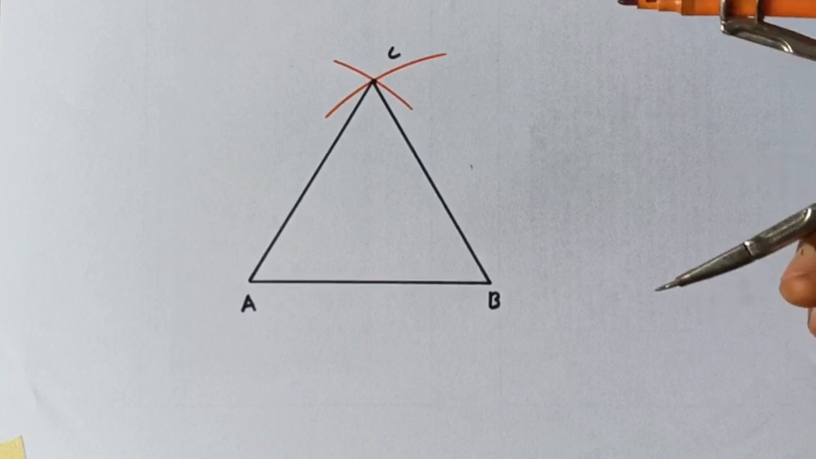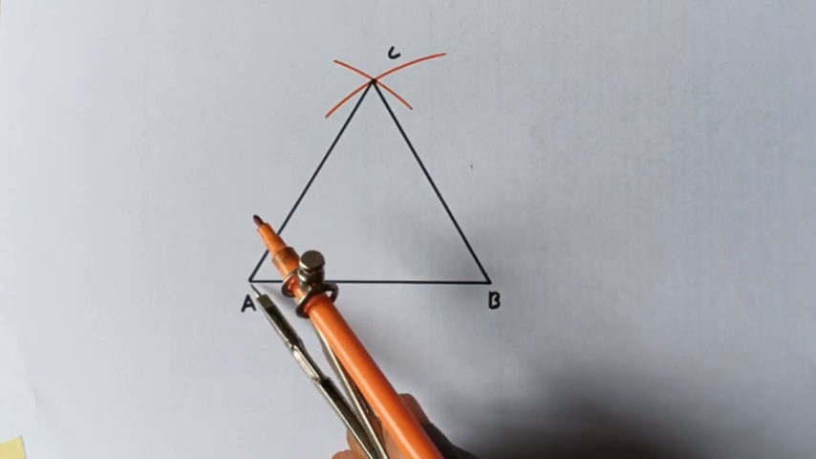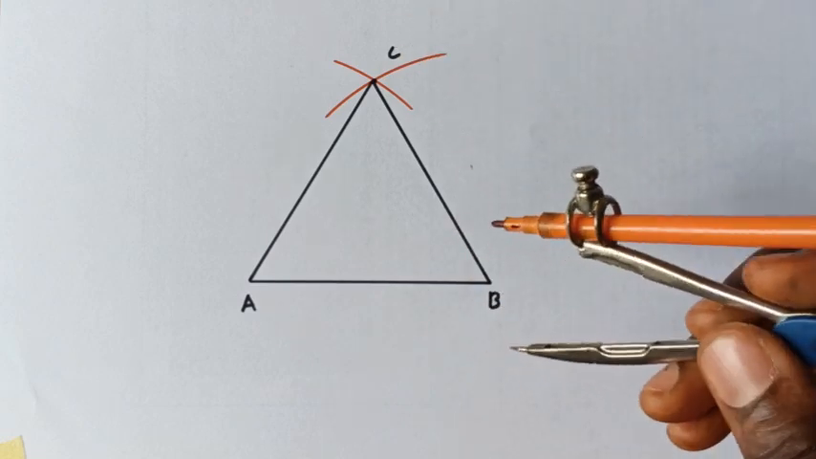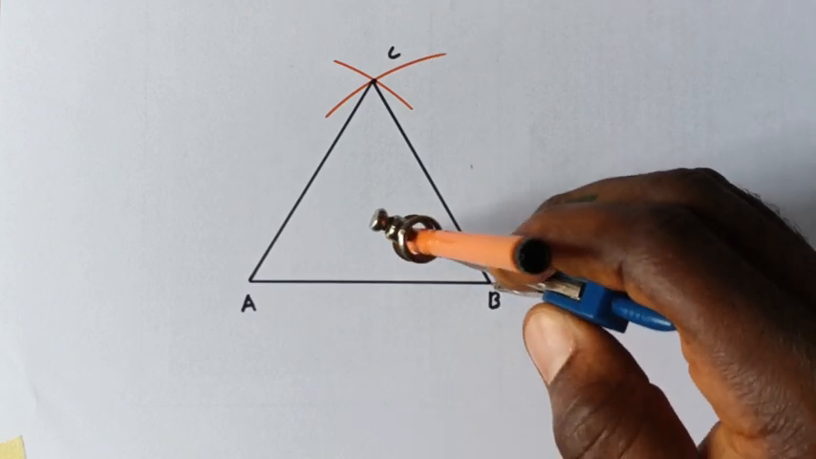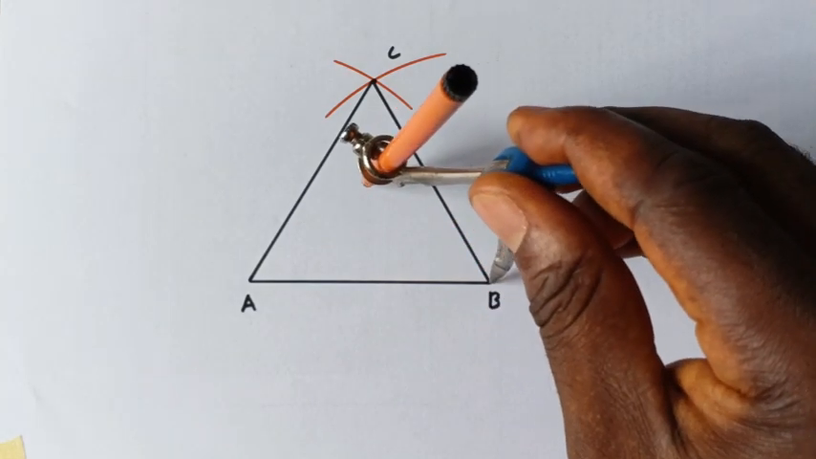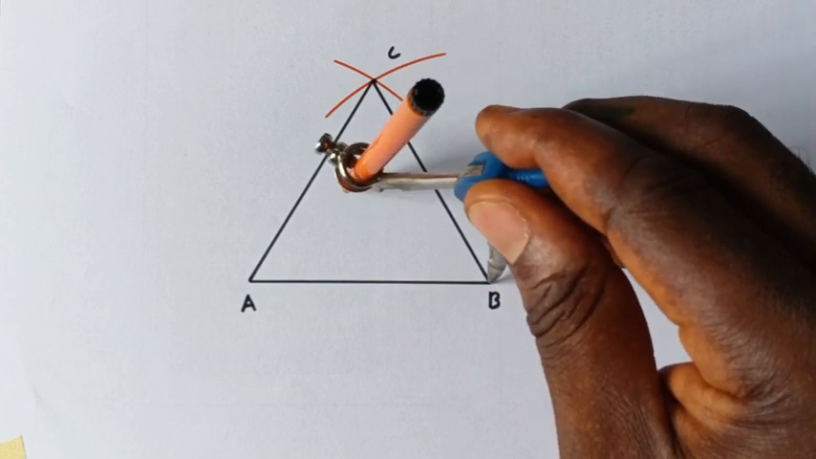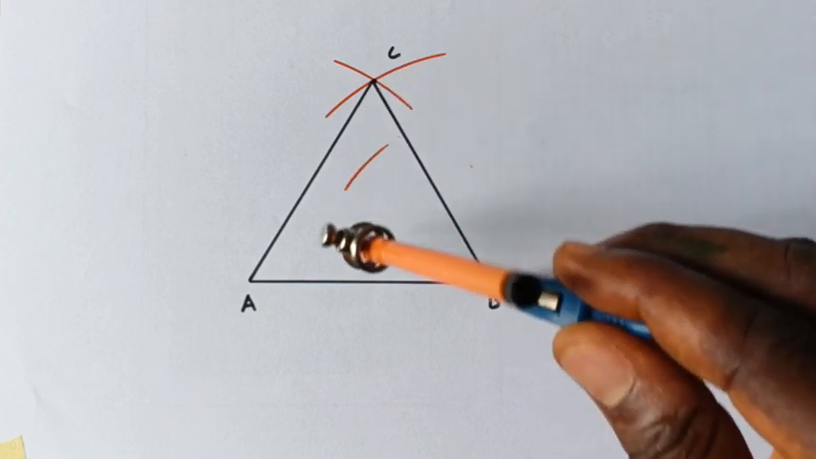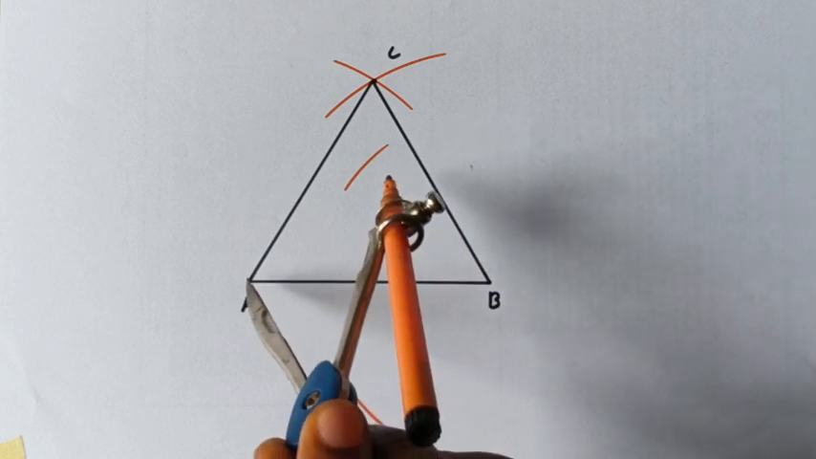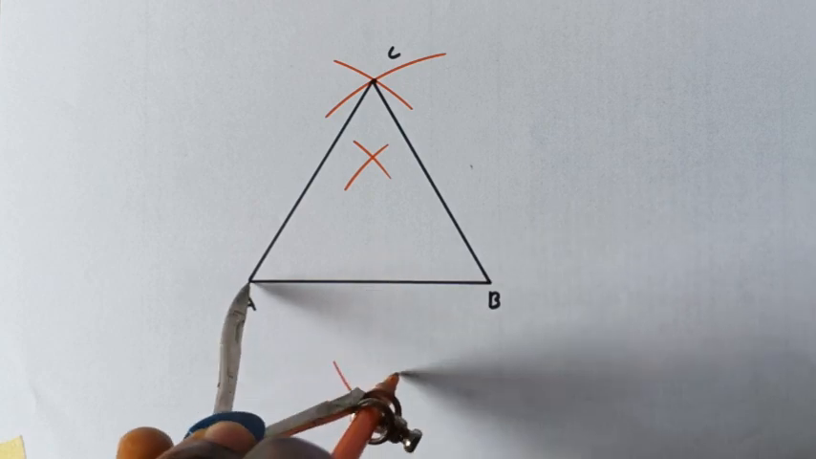So in order to locate the center of this triangle, we now bisect line AB and line BC. So in order to do that, you stand at this point, you open your compass to a convenient radius, and then you now cut an arc, a convenient radius, up and below. So at this point too, you now cut another arc up and below.